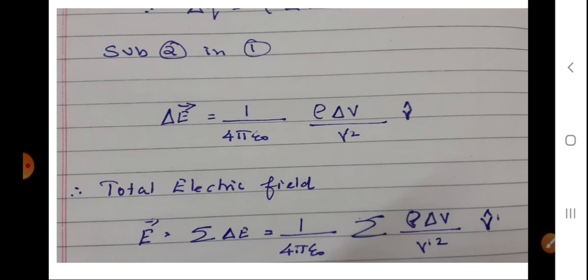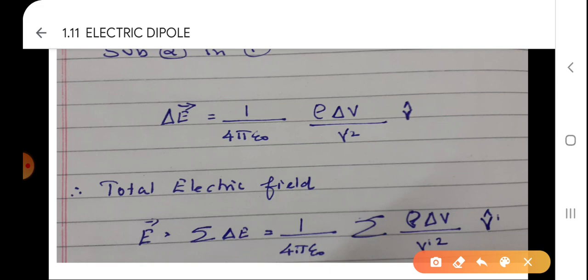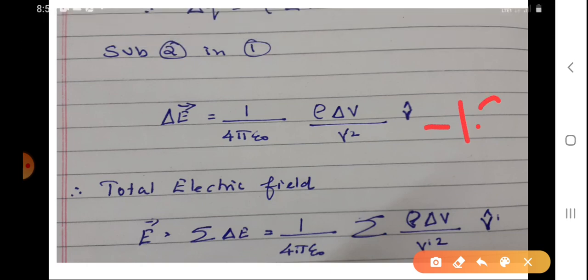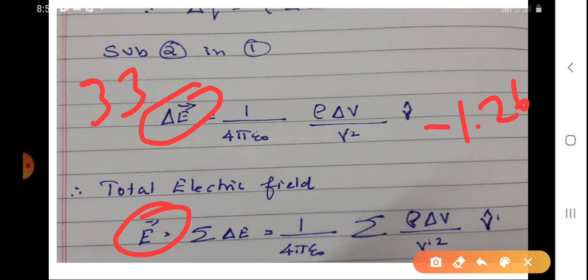It is there in our textbook as equation 1.26, page number 33. One step extra I have written, that's all. What about the total electric field now? This delta E would become E vector when I do the summation.